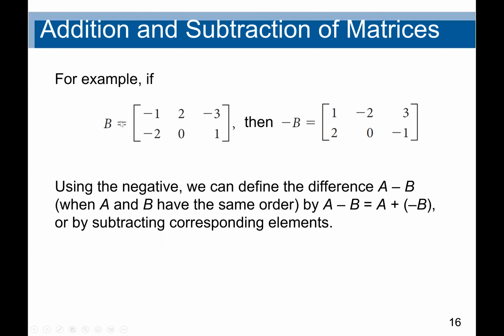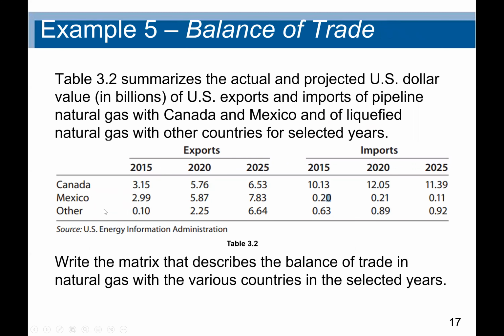If I'm finding the difference of matrices A and B, basically I'll just subtract B from A in each element position. So we have an example here. This example generated data for us. We have Canada, Mexico, and other countries, their exports for 2015, 2020, and 2025. We also have their imports for 2015, 2020, and 2025.